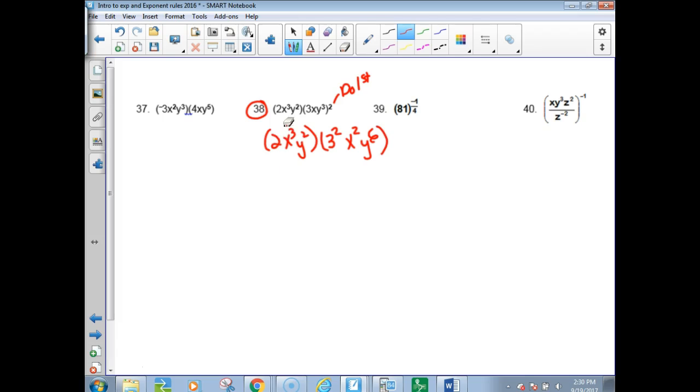All right, now I'm going to do 2 times 3 squared, 9. 2 times 9 would be 18. Your rule is to add the exponents, x to the 5th, y to the 8th.